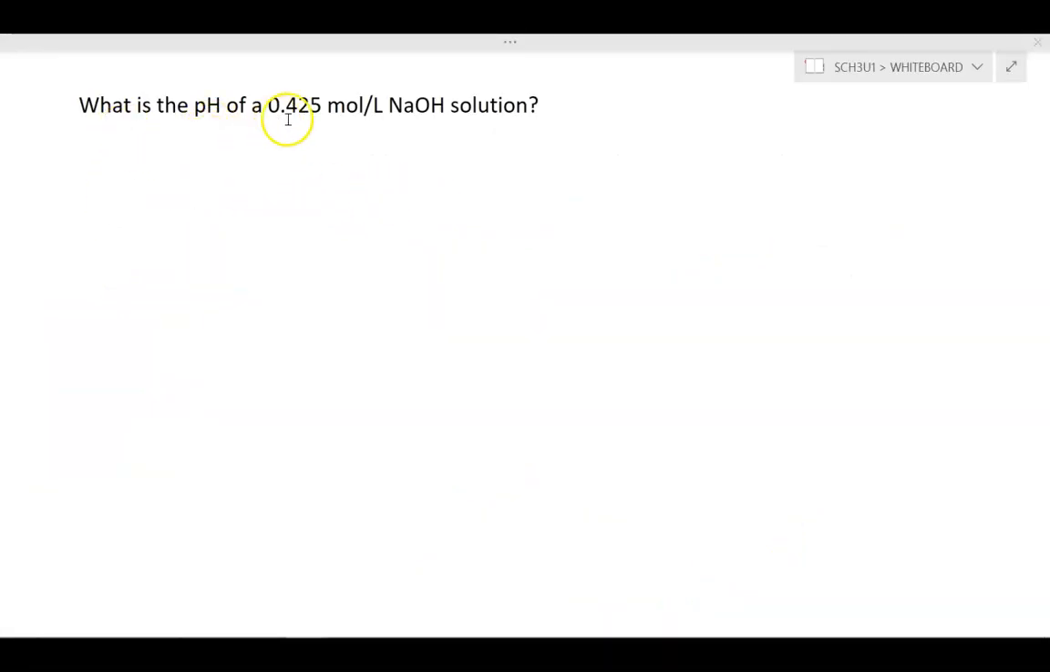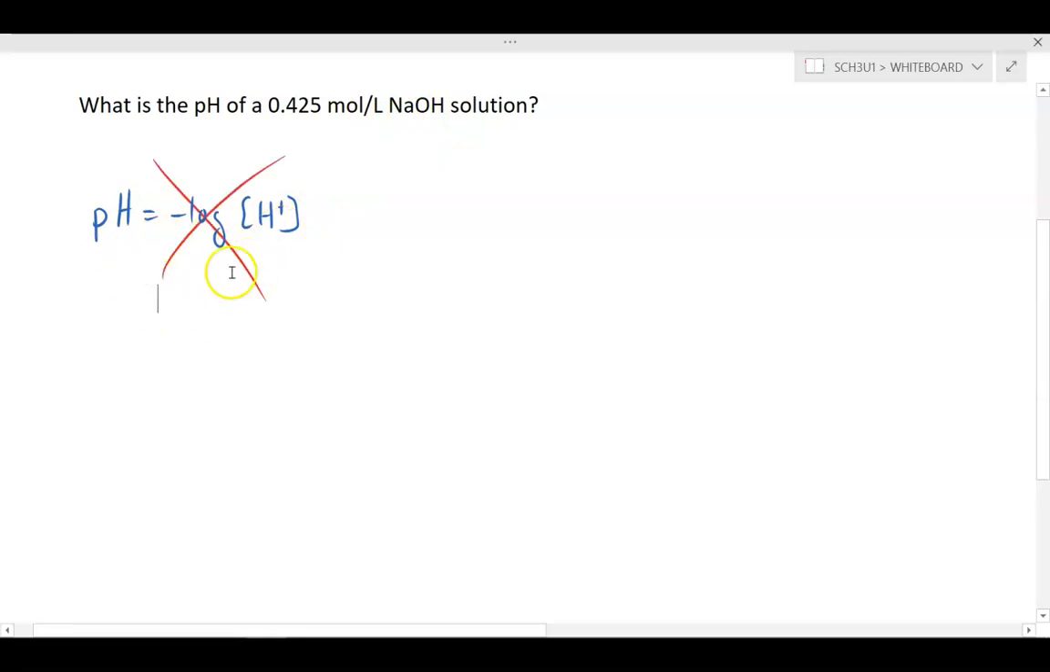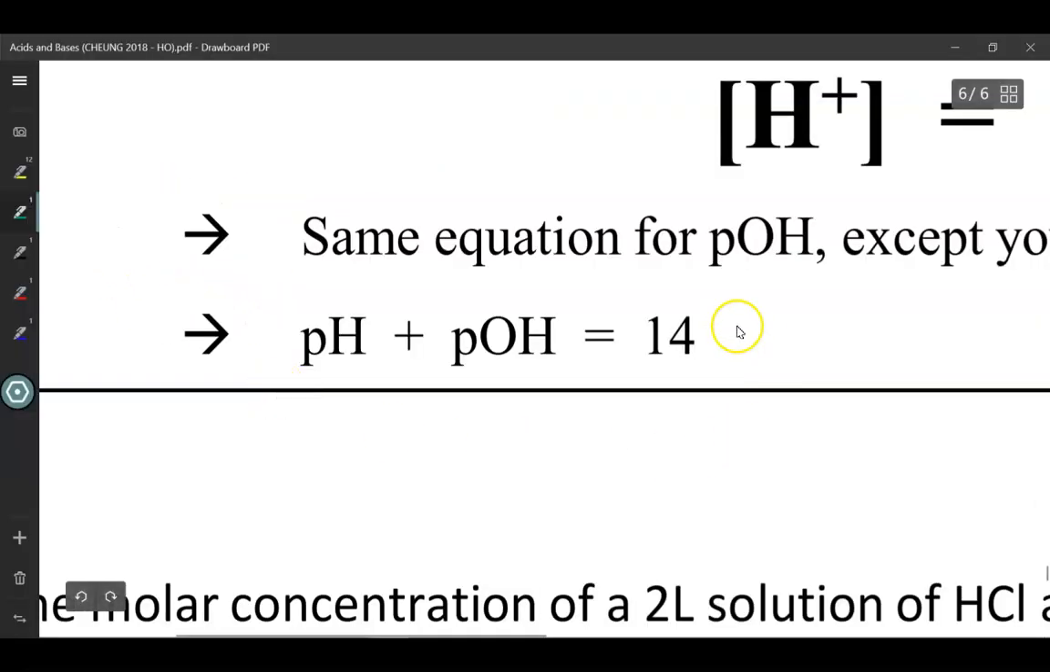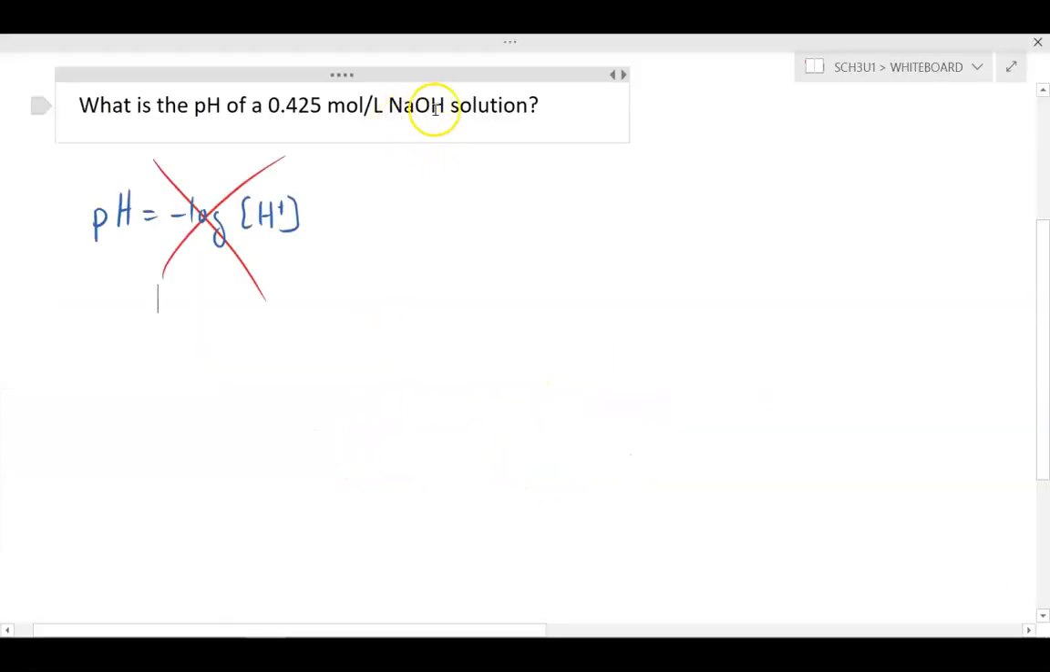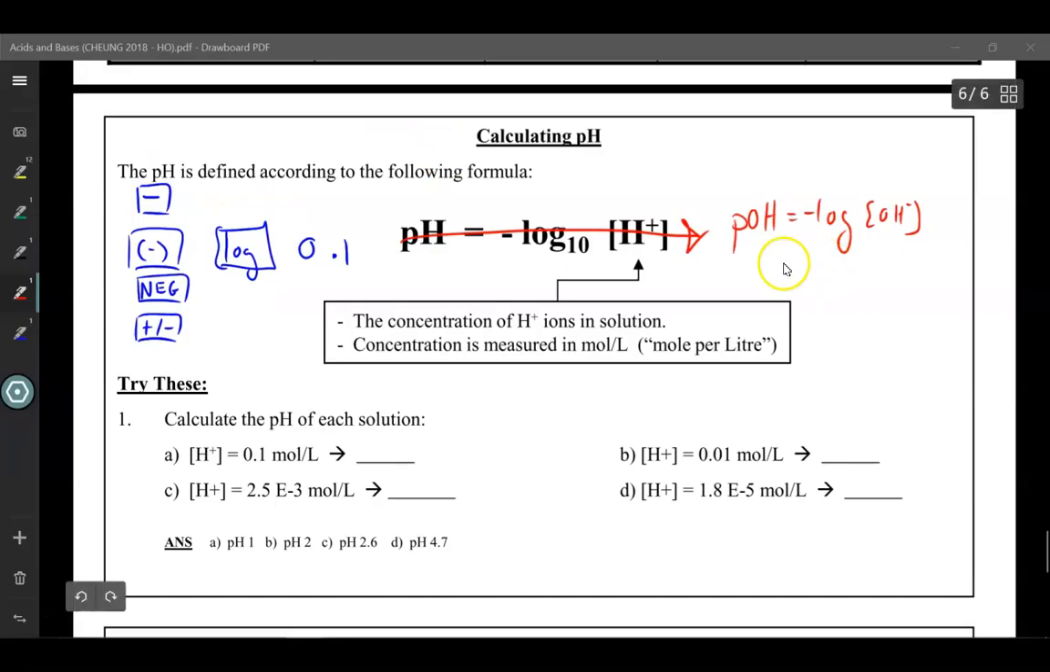What is the pH of a 0.425 mole per liter sodium hydroxide solution? Now I could try to use this equation, pH is equal to negative log of H plus concentration, but sodium hydroxide is not an acid. It will not release H plus ions. So this equation is not going to be useful for me. However, I can use this equation. And when I rearrange it, pH is equal to 14 minus pOH. And because sodium hydroxide does release hydroxide ions, I can use this equation to solve for pOH.